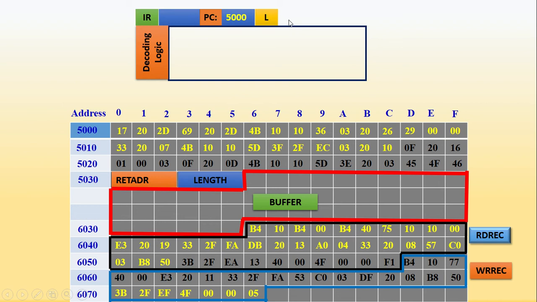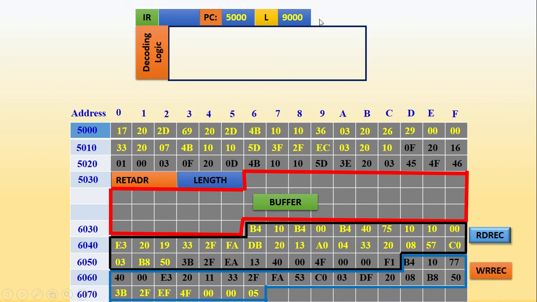I will assume that 9000 is the return address. So if the linkage register contains 9000 and if we execute the RSUB instruction, the program will be terminated. So I repeat, if the linkage register contains 9000 and if we execute the RSUB instruction, the program will be terminated. That is similar to our exit 0 in C language.